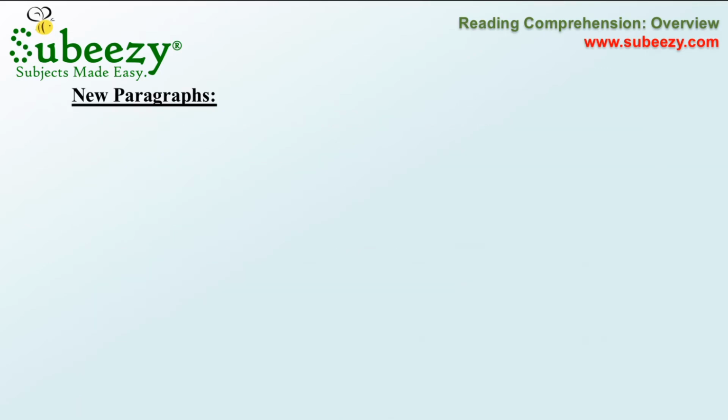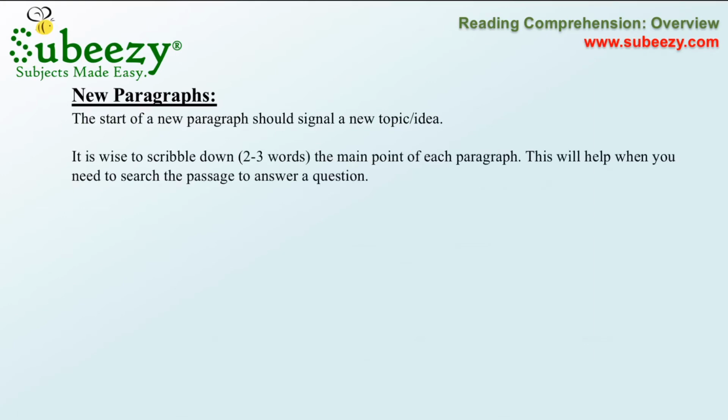The start of a new paragraph should signal a new topic or idea. It is wise to scribble down the main point of each paragraph in no more than 2 to 3 words. This will help when you need to search the passage to answer a question.